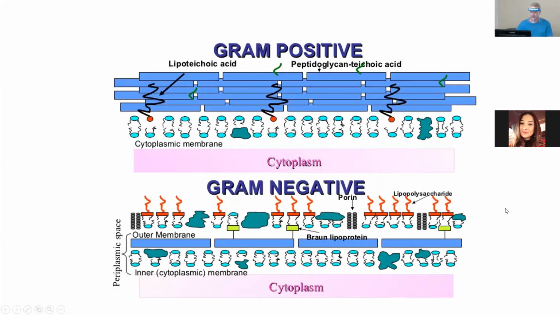So here's the difference in the thickness of the peptidoglycan layer. You see it in blue compared to a gram-negative at the bottom. A gram-positive is definitely going to take up that purple stain, and a gram-negative is going to lose it.